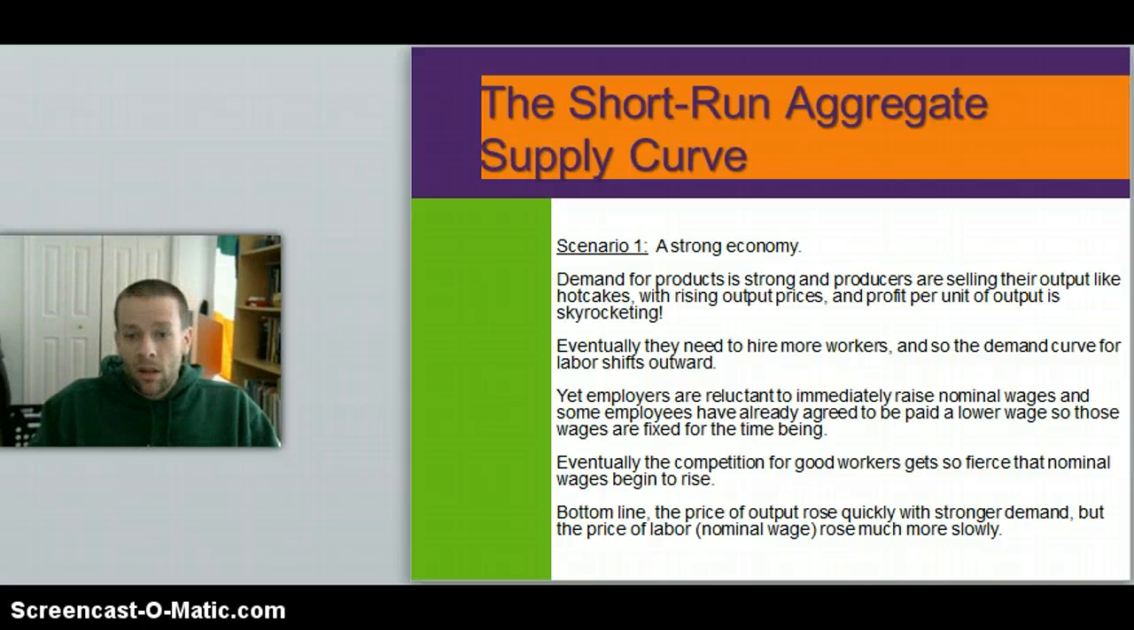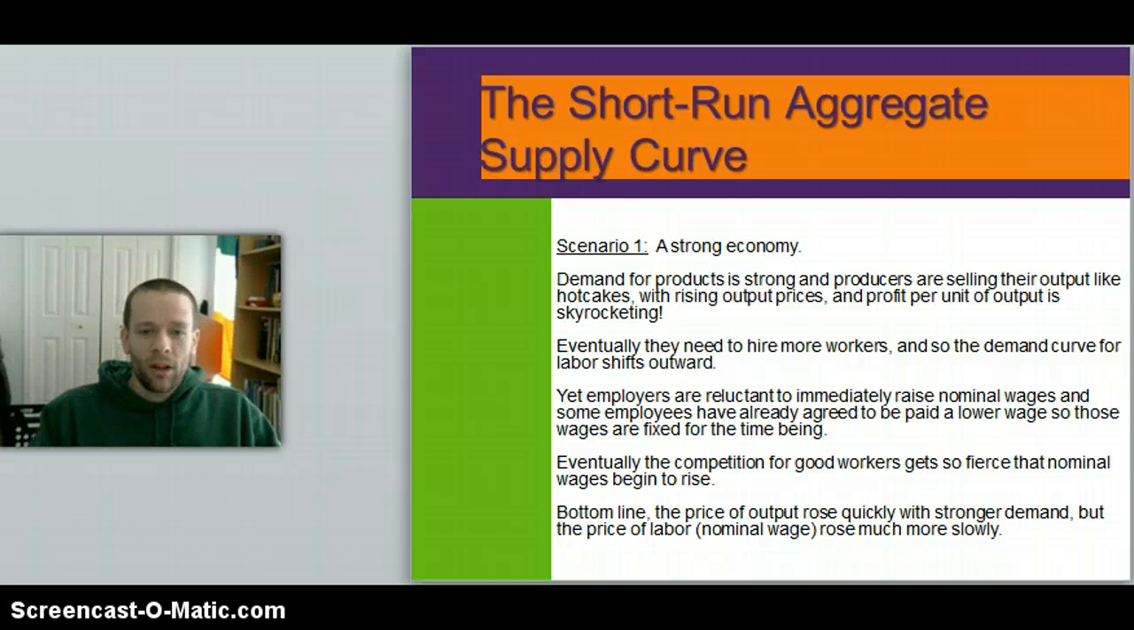Now, eventually, as workers compete for these jobs, we'll see more rise in wages as firms are forced to pay more for better workers. But the bottom line is that the price of output rose quickly with stronger demand. People are buying more of this good or service, but the price of labor, this input price, rose much more slowly. So labor is a very good example of what we call a sticky wage.